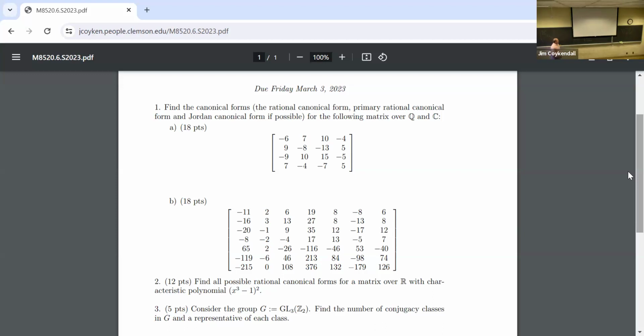Let me give you one more kind of groovy application, I guess. Consider all invertible matrices over Z2. Let's just look at 2 by 2 matrices over Z2 that are invertible. By the way, how many of these are there?